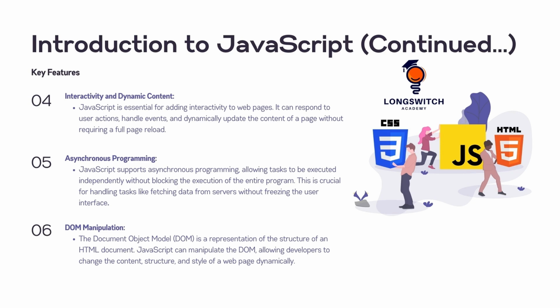The sixth key feature of JavaScript is DOM manipulation. JavaScript's prowess in manipulating the Document Object Model, DOM, empowers developers to alter the structure, content, and style of web pages dynamically. This capability is essential for creating interactive interfaces that respond to user interactions. JavaScript's seamless integration with the DOM enhances its role in shaping the visual aspects of web development.